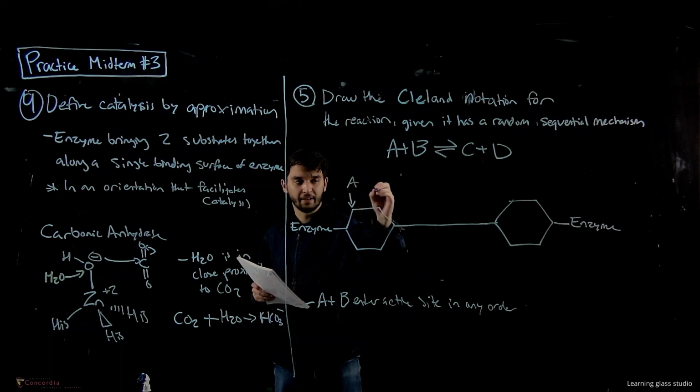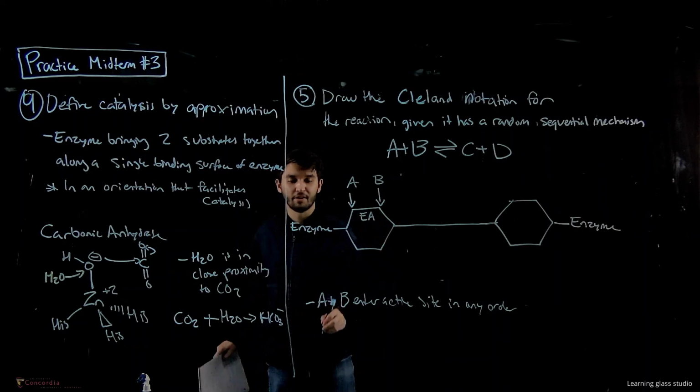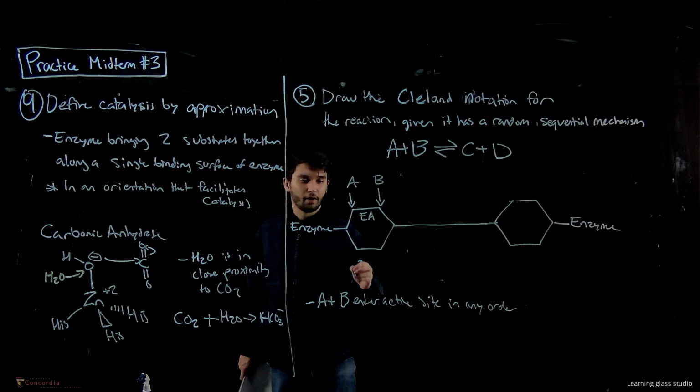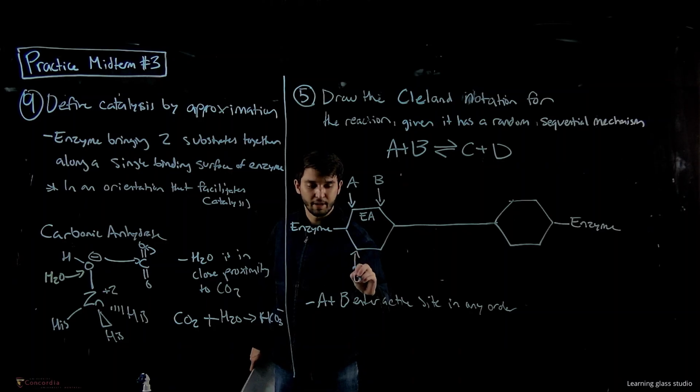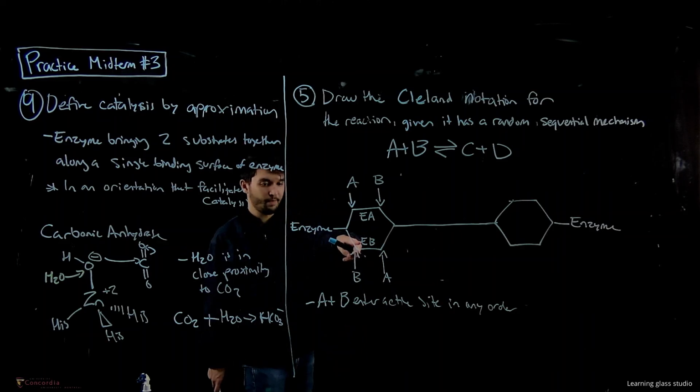Let's say A binds first and then B binds second. So what happens first is we get a brief transition state where the enzyme is just bound to A, so EA. The other option is substrate B will bind first and then substrate A will bind second. So here we get a brief transition where only substrate B is bound to the enzyme. So enzyme bound to B, okay?